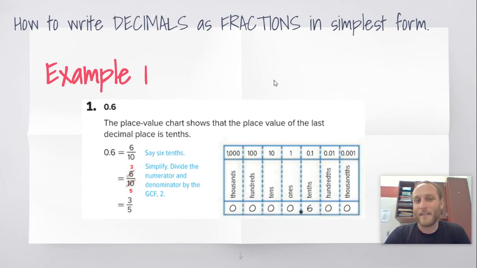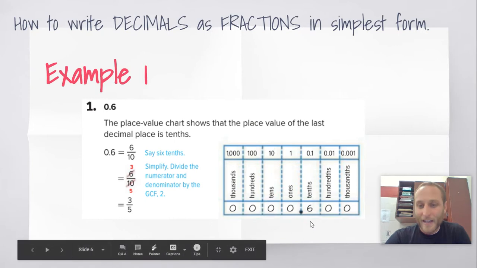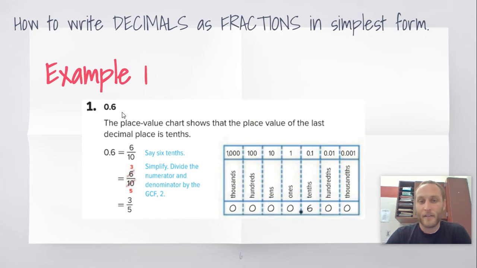We're not going to call it 0.6. We're going to use our place value chart. I see that 6 over here is in the tenths spot. So instead of saying 0.6, we're going to say 6 tenths. Okay, 6 tenths. So if you say 6 tenths out loud, you should be able to write that as a fraction, 6 over 10.